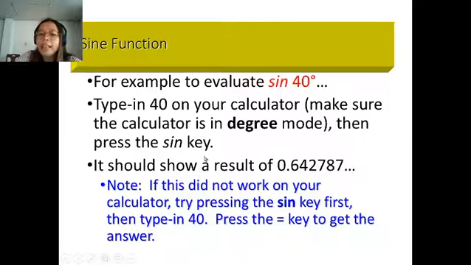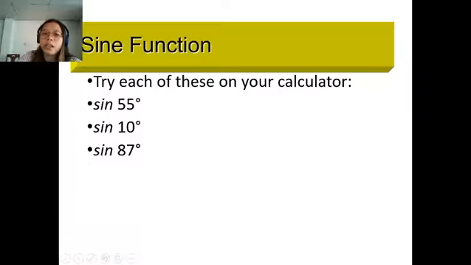Then press the sine key. It should show a result of 0.642787. Note, if this did not work on your calculator, try pressing the sine key first, then type in the 40. It can be 40, then the sine button, and it is done automatically, or you click the equal sign. Or you can try the sine button first, then 40 degrees, then the equal sign. So try each of these on your calculators.